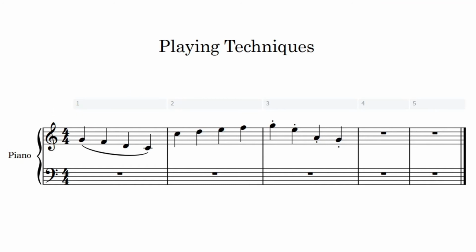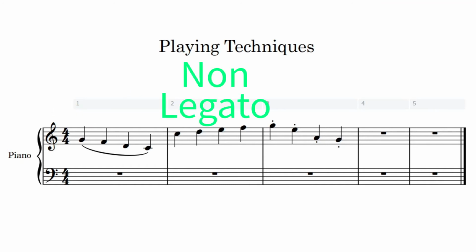The second bar has the non-legato. In this case, there's no indications whatsoever. There's no ties or anything. That means you just play the note, let go, next one, let go, next one. You do not need to tie it or anything fancy. Just play the notes like we mentioned in our second video.